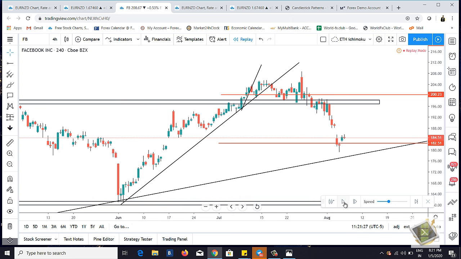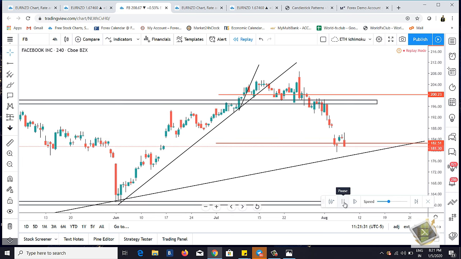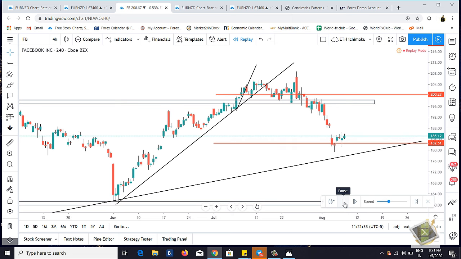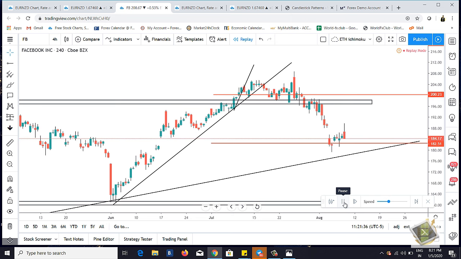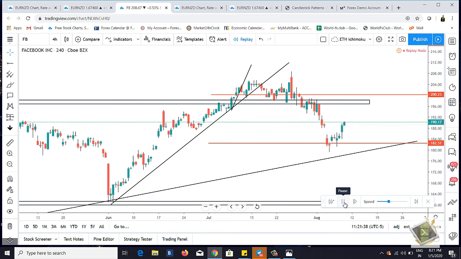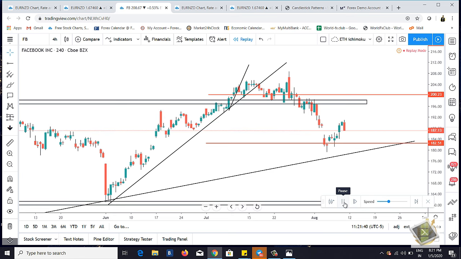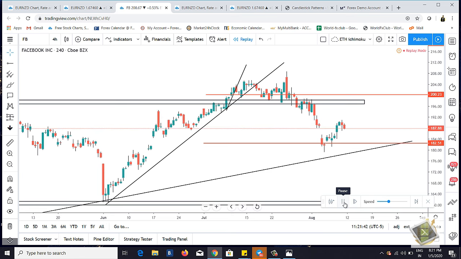So I'll just try to play what happened next. Okay, just for our curiosity. Okay, let's now just play what is happening right now. So price is going up now. It is just following the same pattern, up, down. It is moving in waves.